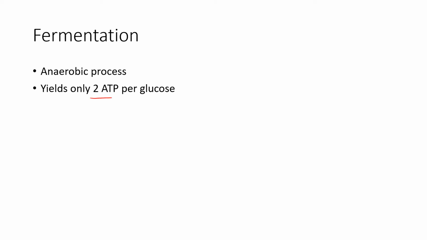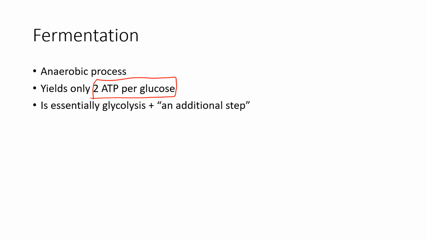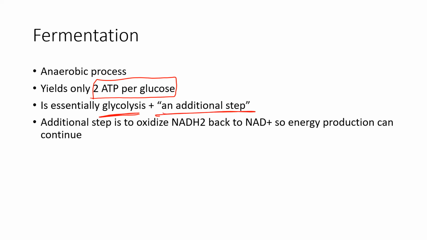And our final reaction for making ATP is fermentation. Fermentation is an anaerobic process. It does not use oxygen. However, it can occur in the presence or absence of oxygen. It's much less efficient than respiration because it yields only 2 ATP per glucose instead of 38. It's defined as being essentially glycolysis plus an additional step. And that additional step is used to oxidize the NADH2 back to NAD+ so that energy production can continue.